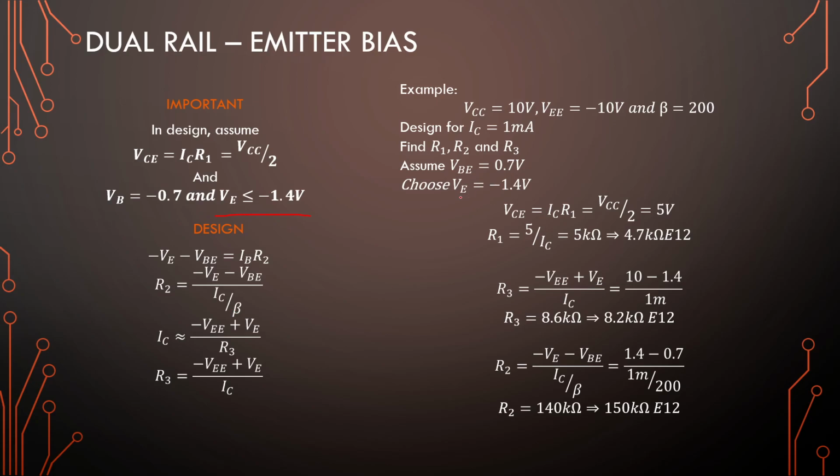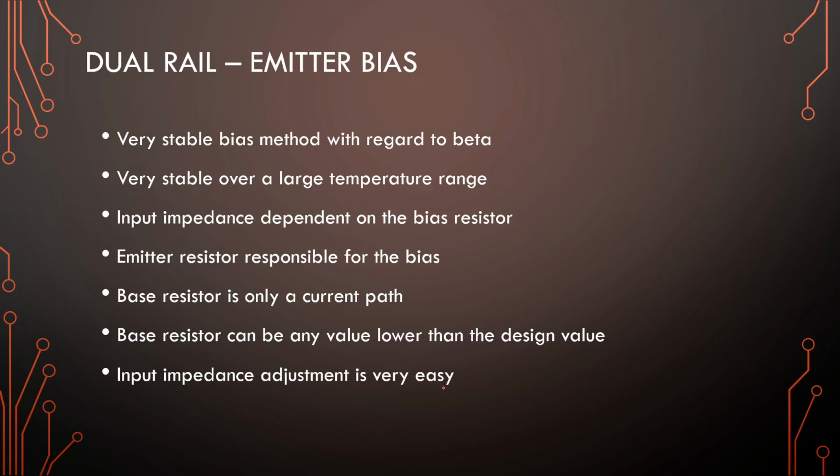Right, so designing for an emitter value of minus 1.4. Again, our VCC is 5 volts. So resistor 1 is 4.7K. Resistor 3, using this equation, we find as roughly 8.2 kilo ohms. And resistor 2 ideally 150K if we want this minus 1.4 at our emitter voltage. So that's quite the easy design. There are 3 equations that you can just plain straightforwardly apply and it will pop out the results.